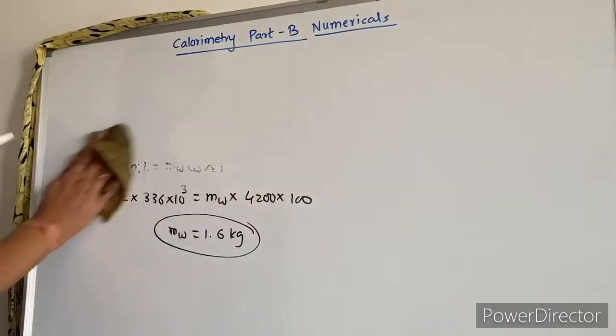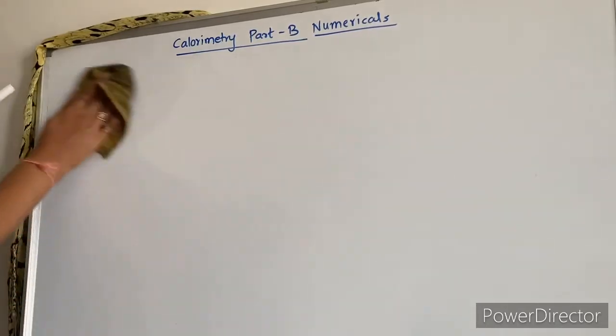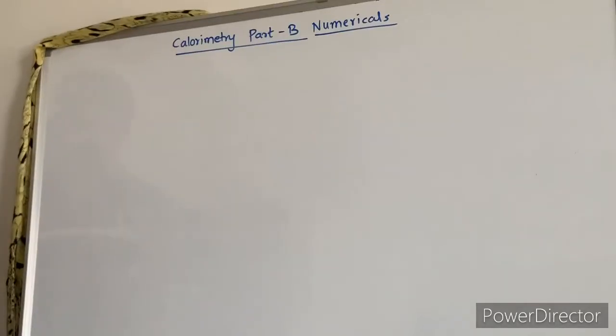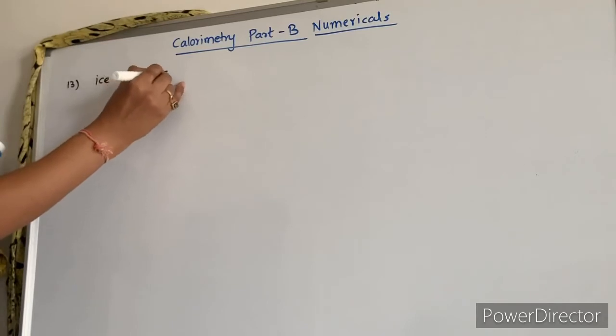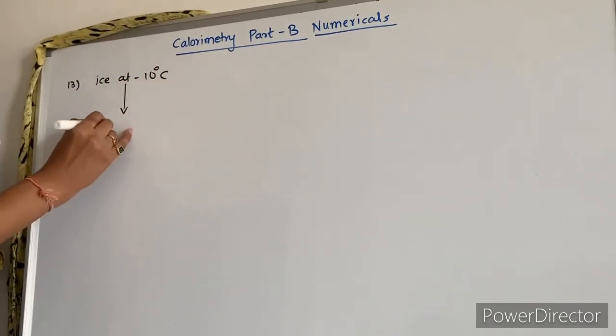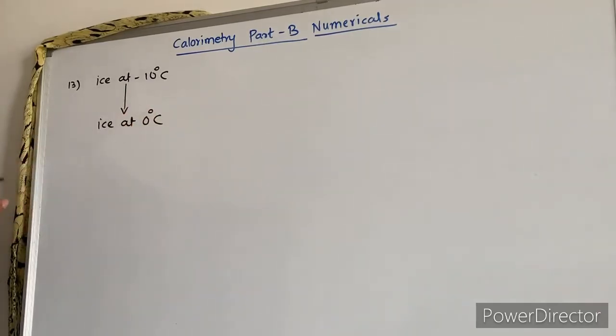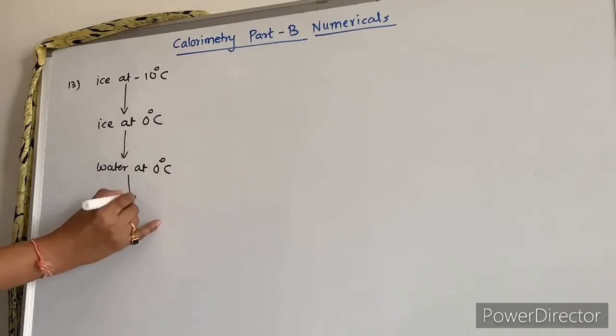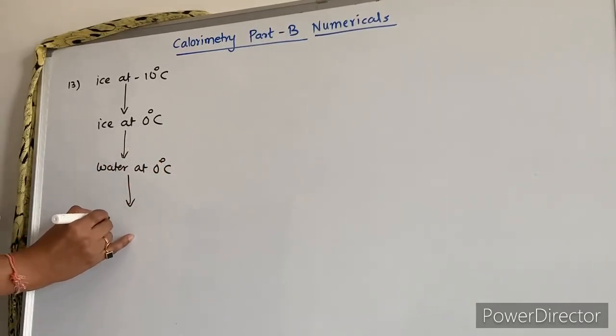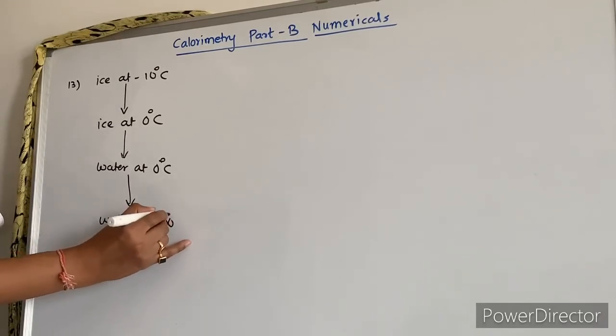Now check the 13th one. 13 and 14 are exactly the same, so just the data changes. Check the 13th one. What is given? Calculate the total amount of heat energy required to convert 100 gram of ice at minus 10 completely into water at 100 degrees Celsius. So, ice at minus 10 degrees Celsius is first converted into ice at 0 degrees Celsius, which is converted into water at 0 degrees Celsius, which is further converted into water at 100 degrees Celsius.